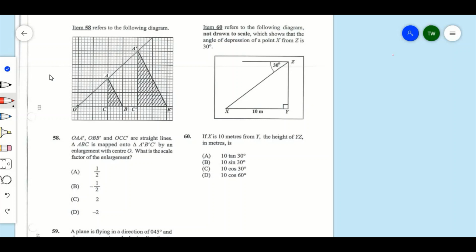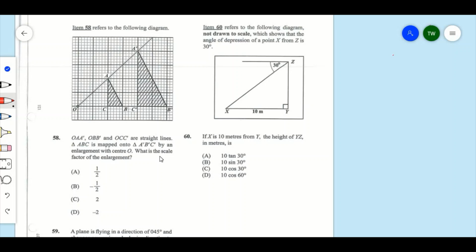Item 58 refers to the following diagram, and here we have an enlargement. Now 58, OAA prime, OBB prime, and OCC prime are straight lines. Triangle ABC is mapped onto triangle A prime B prime C prime by an enlargement with center O. What is the scale factor of the enlargement?